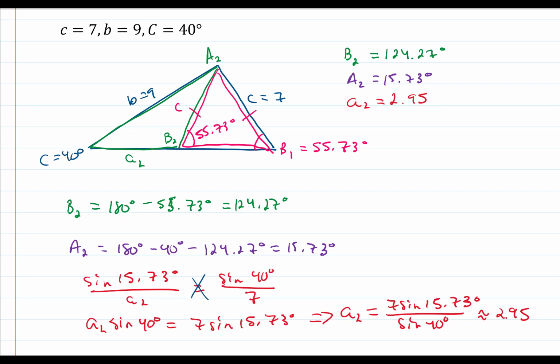And we have now successfully solved for the second triangle that results given this information of side C, side B, and angle C.